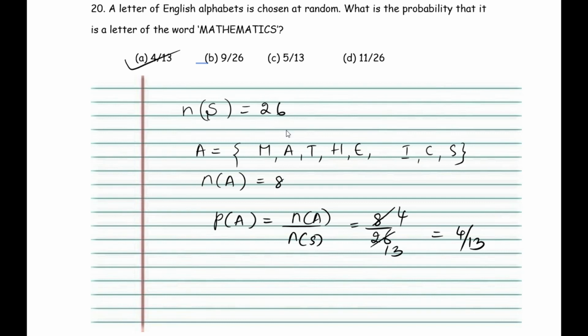The total number of outcomes is 26. Favorable outcomes are 8. 8 divided by 26, we get 4 divided by 13. Therefore, the correct answer is option A, 4 divided by 13.